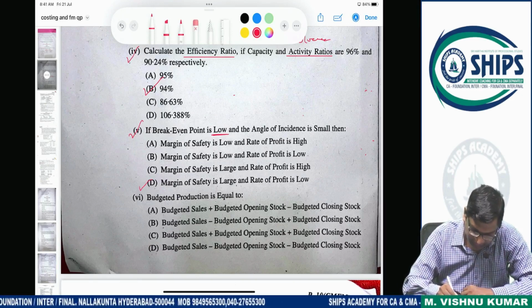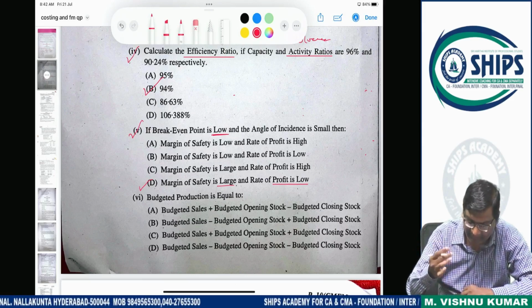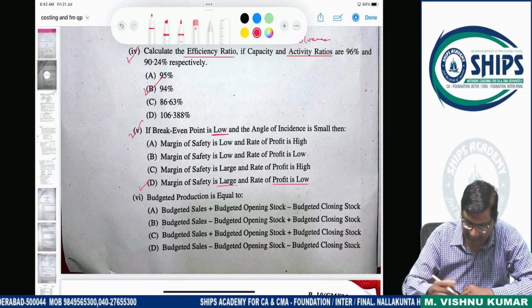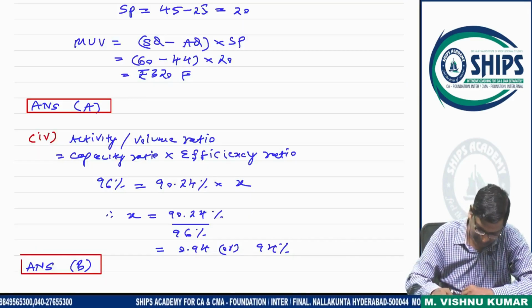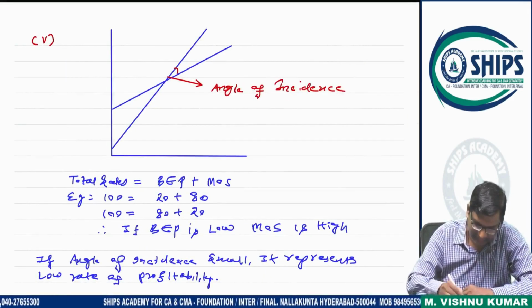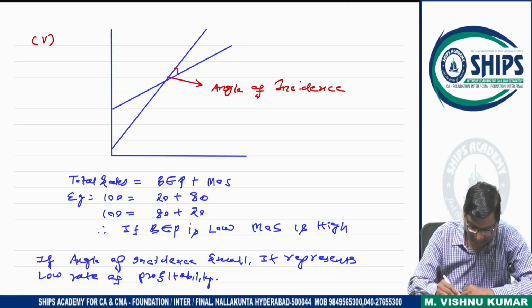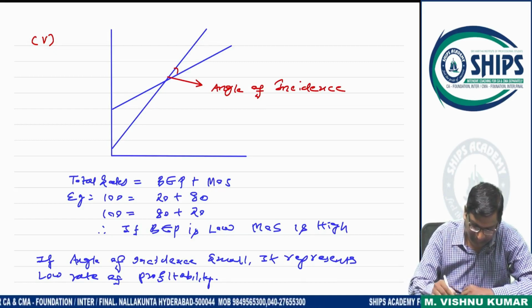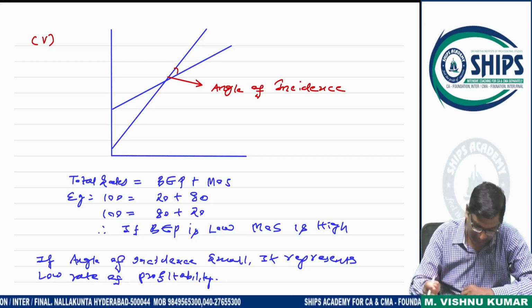So margin of safety will be large and rate of profit will be low, because angle of incidence wider, broader means high profit, small or narrow means low profit. So answer is D. Check, this is angle of incidence. On the chart we will prepare, break-even calculation is in this way. So here one angle will come. This angle is called the angle of incidence. If this is small, profitability will be less. If this angle is large, profitability will be high.